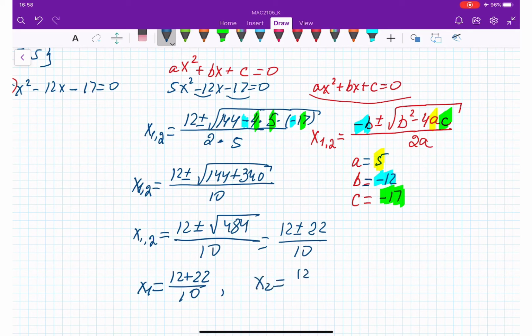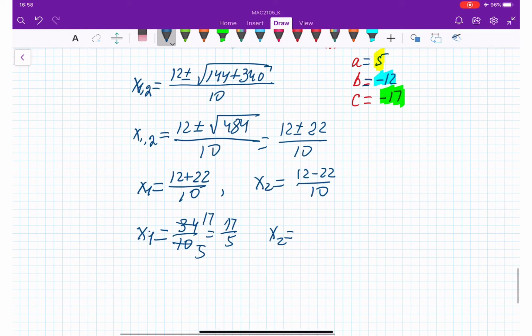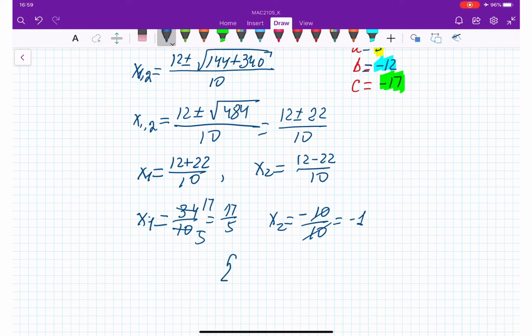x2 is equal to 12 minus 22 divided by 10. All right, so x1 is equal to 12 plus 22, which is 34, divided by 10. We reduce by 2. This is going to be 17, this is going to be 5. So we get 17 over 5. And x2 is going to be 12 minus 22, which is negative 10 over 10. 10 and 10 is gone, it is negative 1. So the solution is 17 over 5 and negative 1.